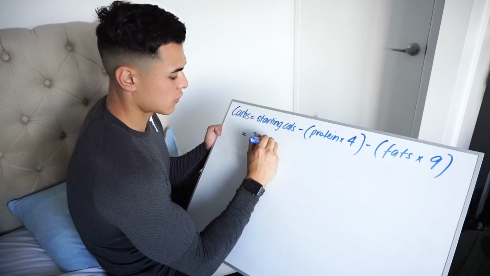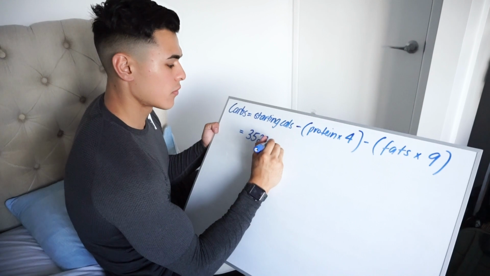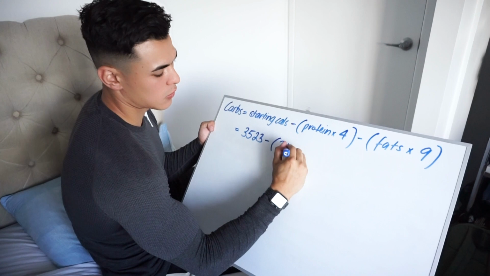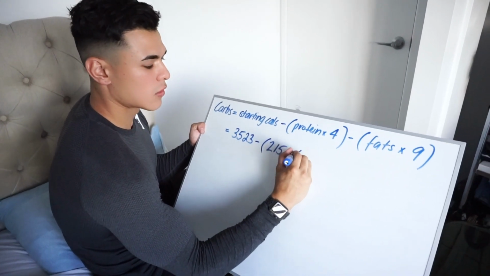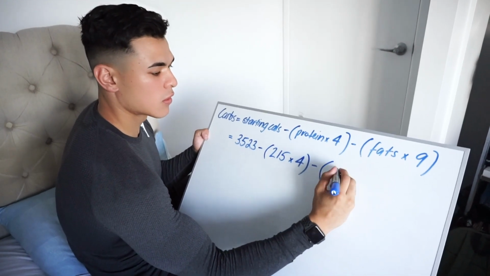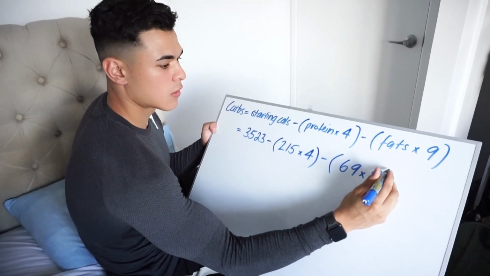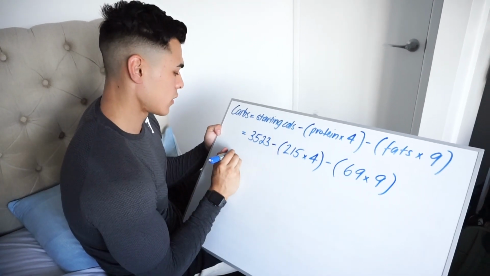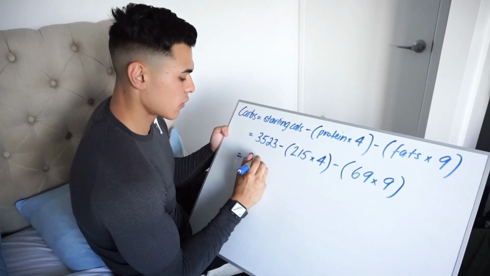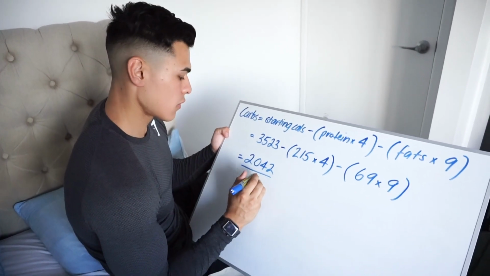So I'm going to use 3,523 and I'm going to minus, in brackets, my protein intake multiplied by 4. So in my case, it's going to be 215 times 4, close bracket, minus, in another set of brackets, your fat intake multiplied by 9, close bracket. So in my case, it's going to be 69 multiplied by 9. Now you're going to press the equals button, and that's going to give you the total calories for your carbohydrates. In my case, I got 2,042 calories for my carbs.